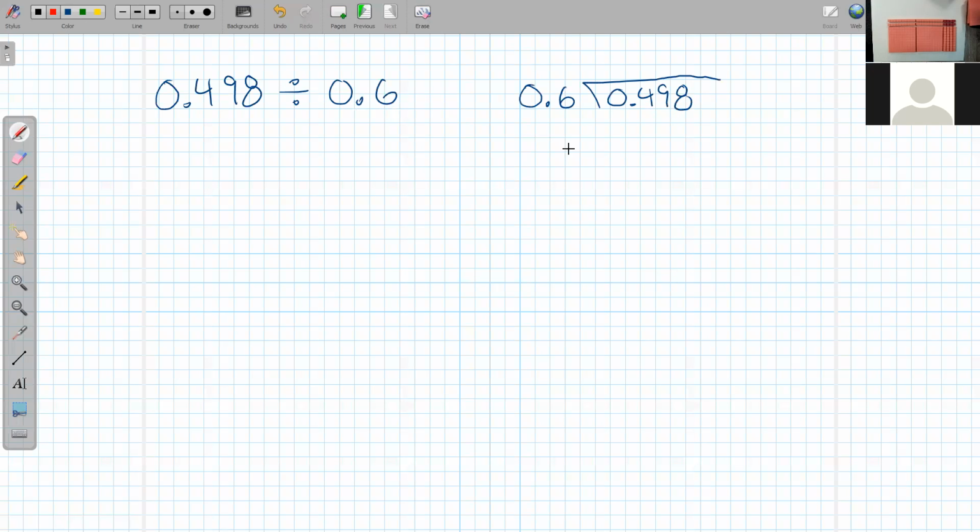The key is the divisor has to be a whole number, so that decimal needs to be moved once. So then that decimal needs to be moved once, which tells me where the decimal goes in the quotient. Now, oftentimes when I have too much of a mess like this, I like to rewrite it again. So I'm going to write it as 6 goes into 4.98.